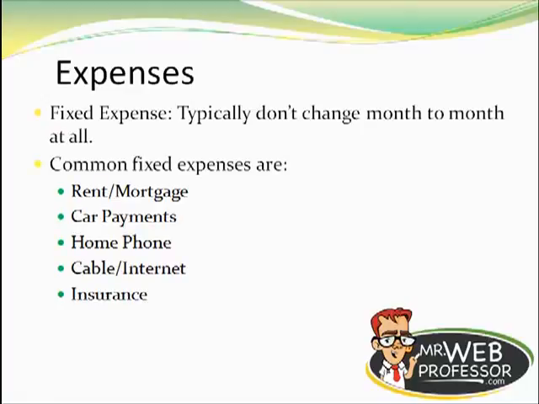Let's talk a little bit about expenses. So you have what I call fixed expenses. And these expenses typically do not change from month to month at all. Common examples of fixed expenses are your rent or your mortgage. Typically that does not change from month to month. Car payments, home phone doesn't usually vary all that much. Your cable bill, your internet bill, your car insurance or other types of insurance premiums. Generally these types of expenses are fixed, meaning they don't change from month to month at all.